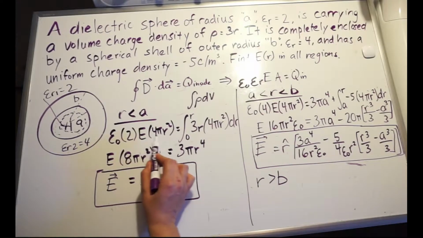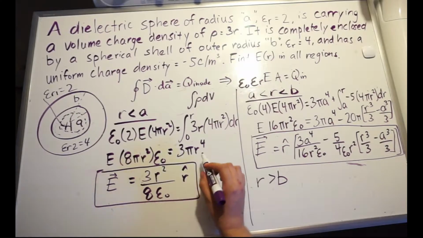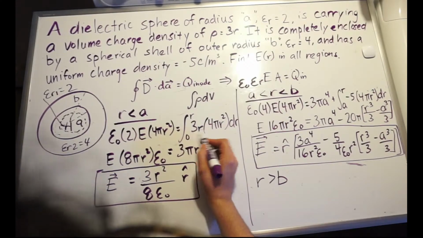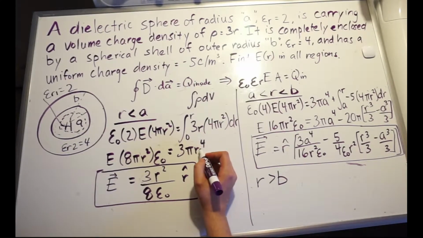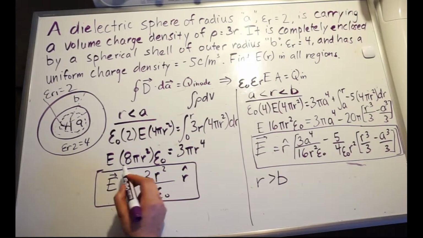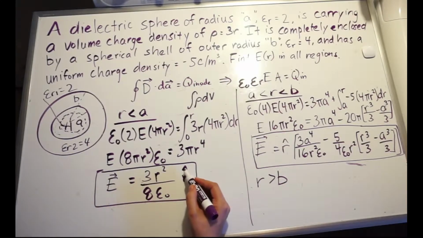If we simplify this, it becomes E times 8 pi r squared epsilon naught. And if we solve the integral from 0 to r, we end up getting 3 pi r to the 4th. Then dividing, the pi's cancel out, and E turns into 3r squared over 8 epsilon naught in the r hat direction. The r hat direction is along radius r, so E is pointing outwards in all directions, since it's a sphere.